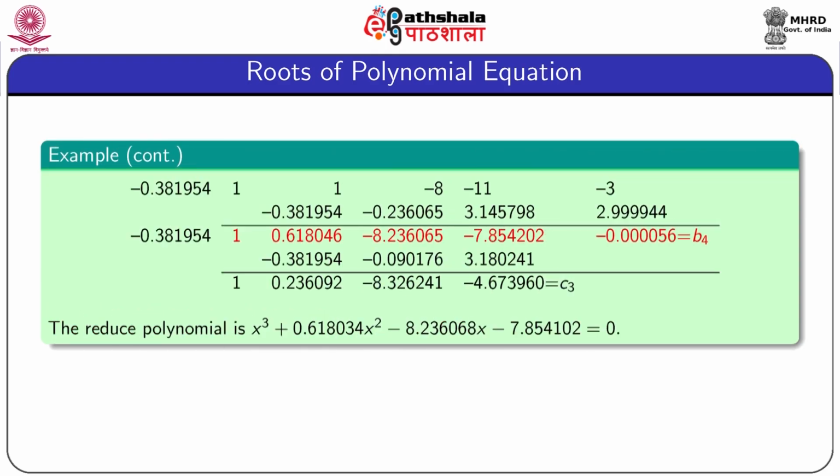And from the last iterated table, we can determine the reduced polynomial, that means the quotient polynomial, which is equal to x cube plus 0.618034 into x square minus 8.236068 into x minus 7.854102 equal to 0. And this equation is obtained from the third row of the table. All the values are marked by red color.